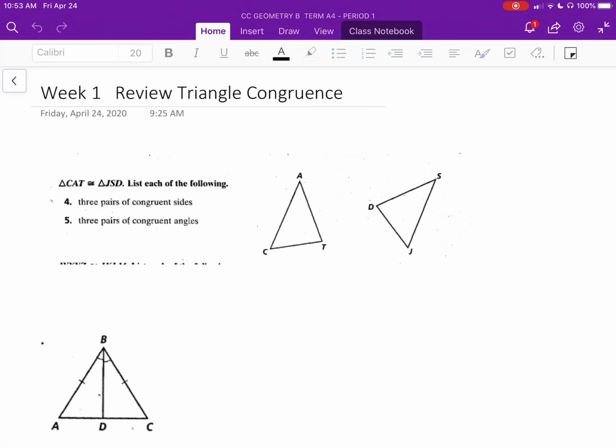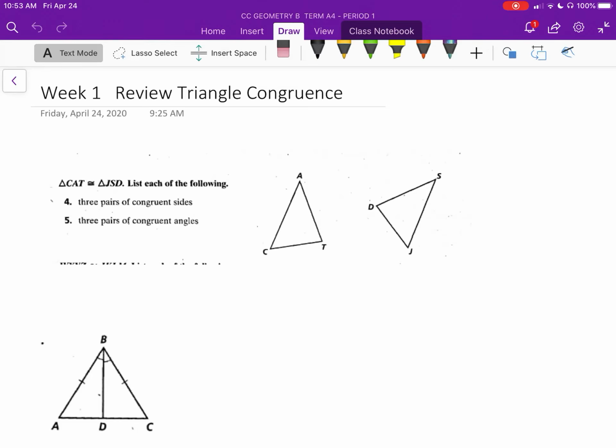If we look at triangle congruence, just remember we did this in class. The important thing when you're looking at congruent triangles is this congruency statement. And this tells us how to match up these two triangles. So CAT goes with JDS, right? That's the order that we're going to match them up.